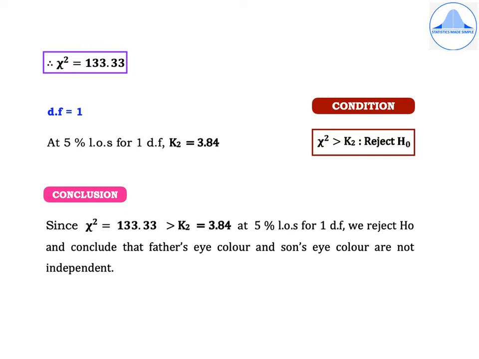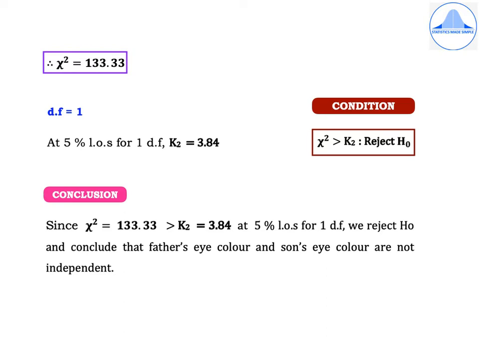or this value can be obtained from the statistical table. Now, the condition which is used for the chi-square test for independence of attributes is, it is a right tail test. So, you have to check if chi-square is greater than K2. If it is greater than K2, then you reject H0, otherwise you accept H0.